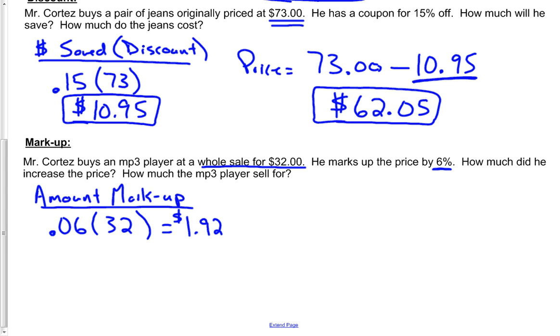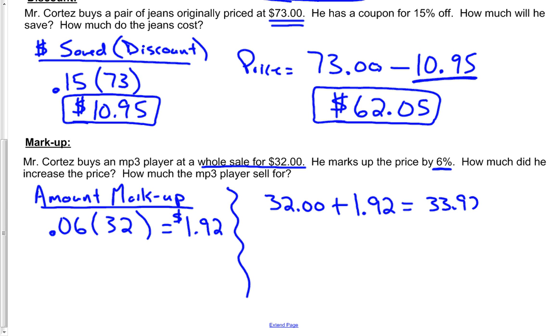Well, how much did he sell the MP3 player for? Pretty easy. If he bought it for $32, and then he marks it up, that means the 32 is going to get more expensive. So we're going to add on the amount he marked it up by, which we just calculated was $1.92. We add those two things up and we get $33.92. That's how much he would have sold it for in this situation.